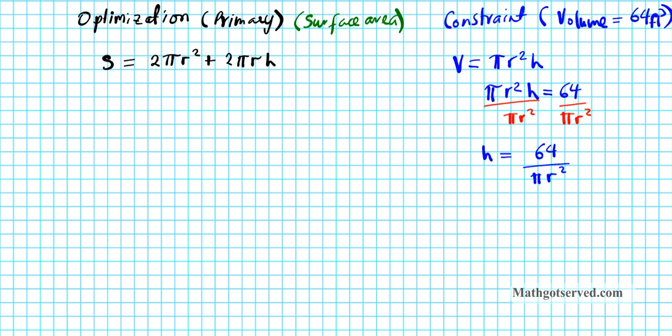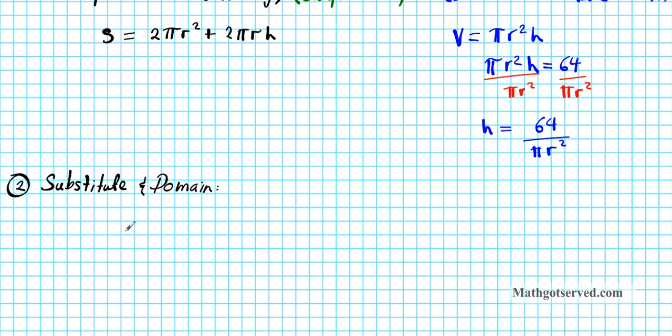All right, so now let's take a look at part two. Part two, we're going to substitute and state the domain. Okay, substitute, substitute, and domain. All right, so we noticed that in part one we had this h in the constraint nicely isolated, so we can make a nice substitution here. So let's go ahead and do the substitution.